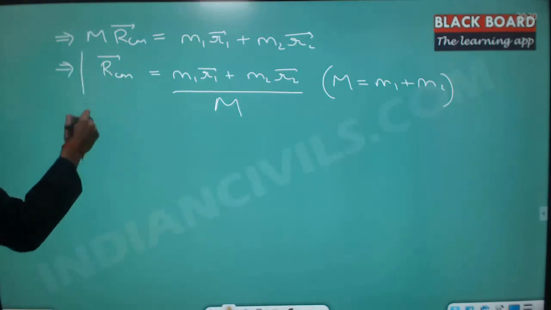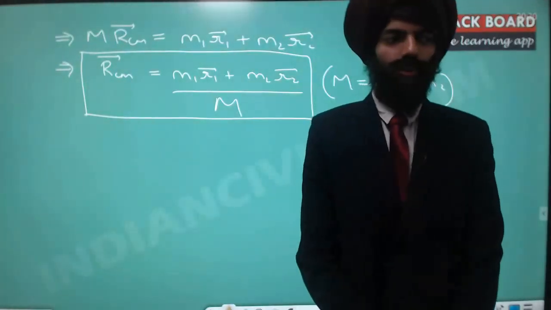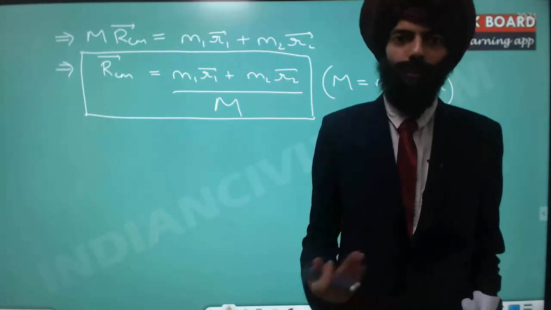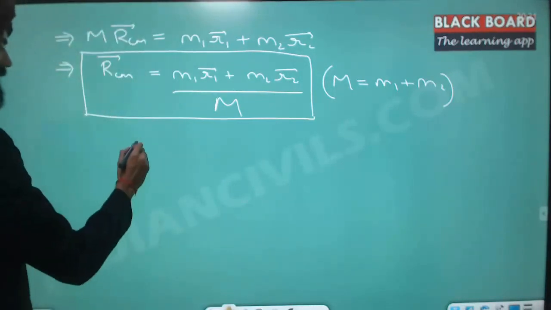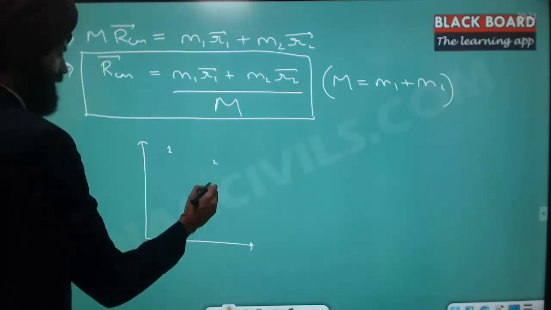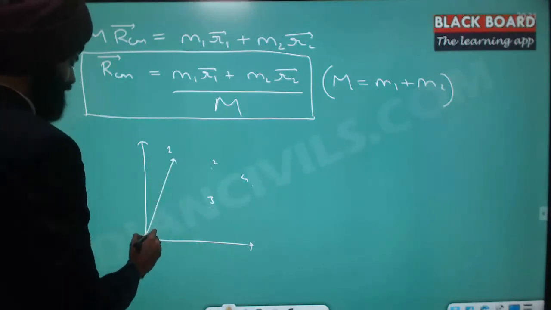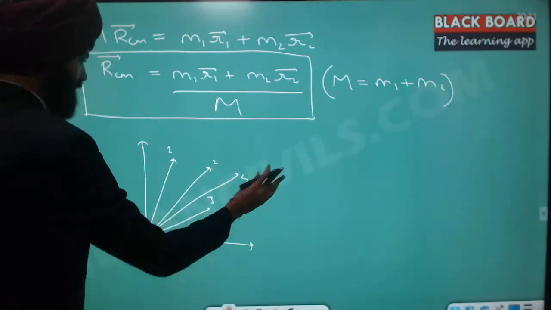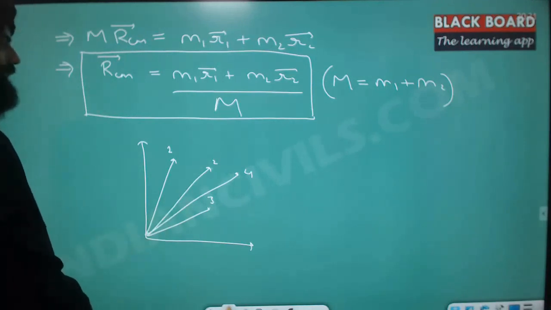So here we have found the expression of center of mass for two particles. Now what we find is that instead of two particles, if there are three particles or four particles at very different distances from the center. For example, if this is our coordinate system, and there's particle 1 over here, particle 2 over here, 3 over here, 4 over here, and these are distances r1, r2, r3, and r4. Okay, these four distances.